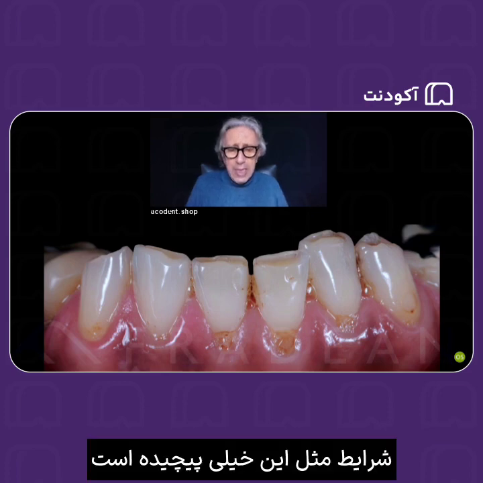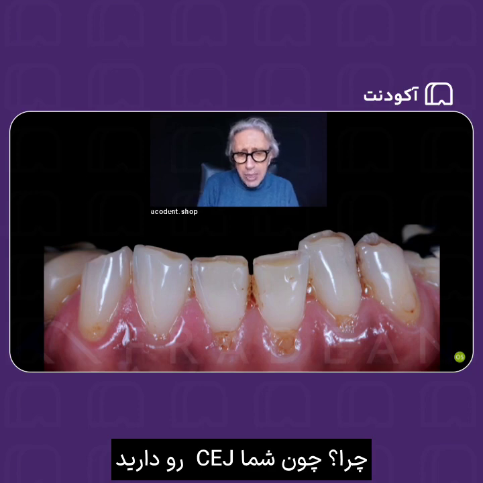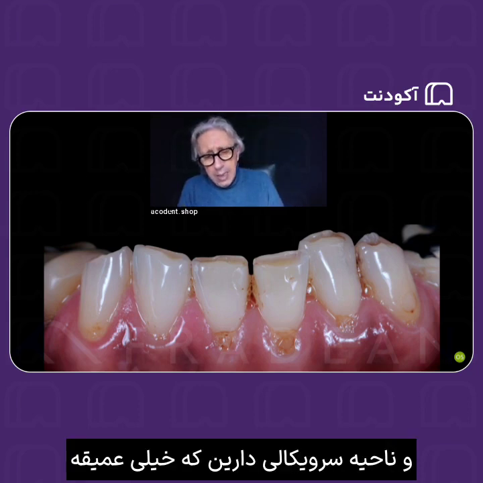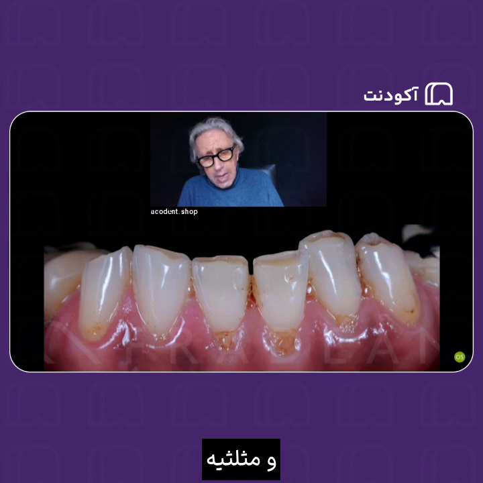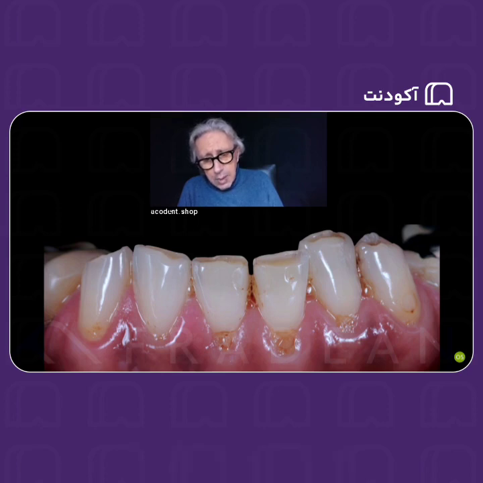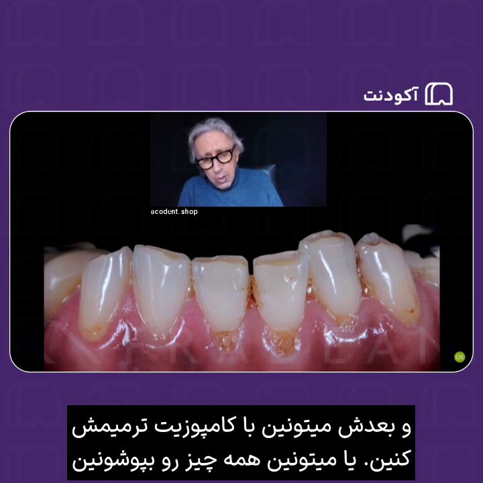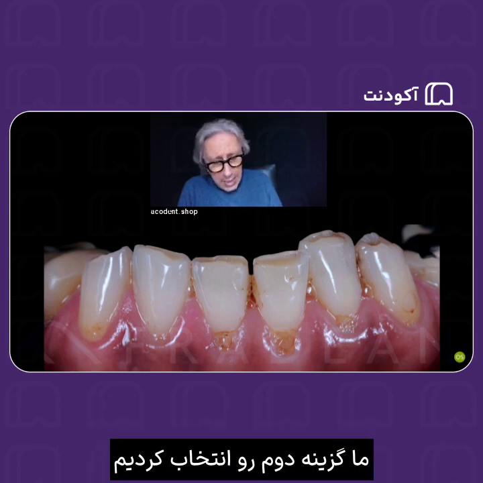We have situations like this that are very complicated. Why? Because you have the cement enamel junction, and then a very cervical area that is very deep and triangular. We have the exposure of the root, and it's complicated. You could arrive with your veneer preparation up to the CEJ and then do some composite, or maybe you can cover everything. We selected the second option.